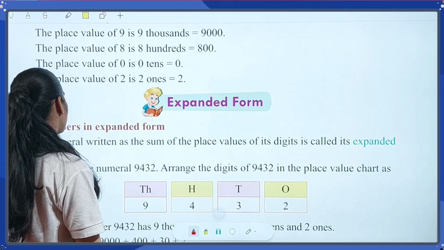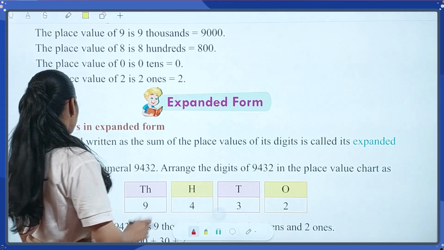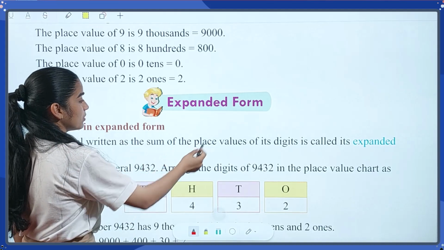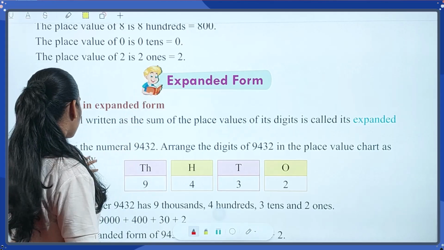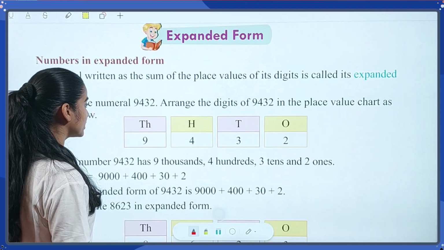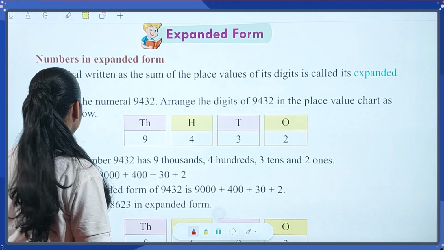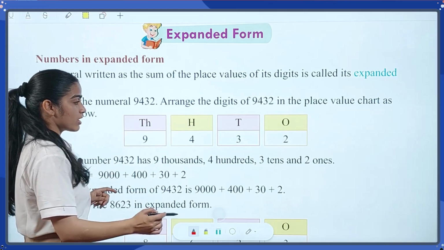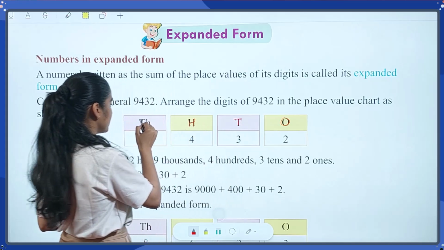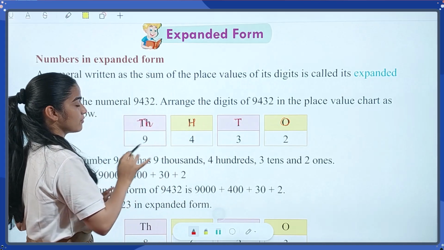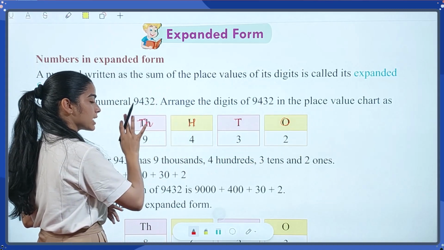Now expanded form. Numbers in expanded form. A numeral written as the sum of the place values of its digits is called the expanded form. We already did it in our earlier classes, right? So consider the numeral 9432. Arrange the digits of 9432 in the place value chart as shown below. So you can do this. First you have to write ones, tens, hundreds and thousands. After this, you just have to write your numbers. You can write from the right hand side and you can also write from the left hand side. It's totally up to you.